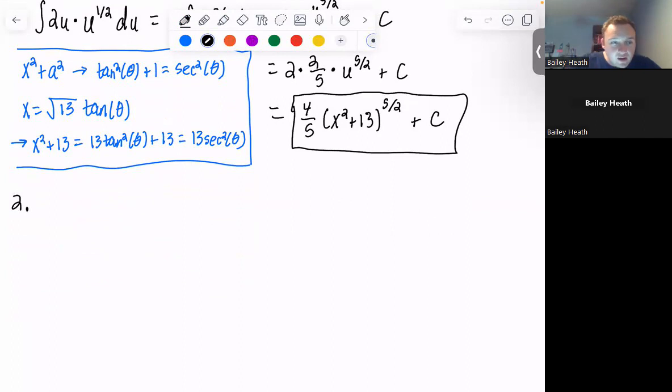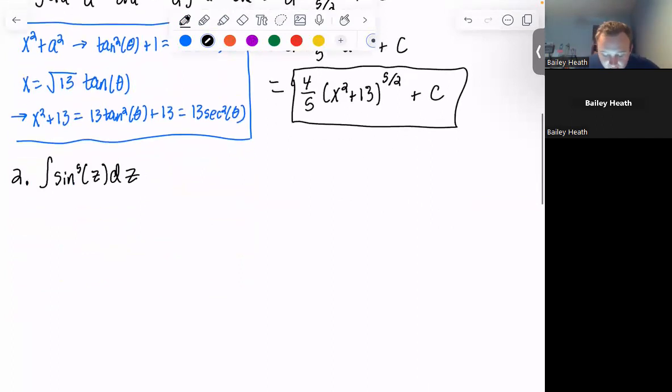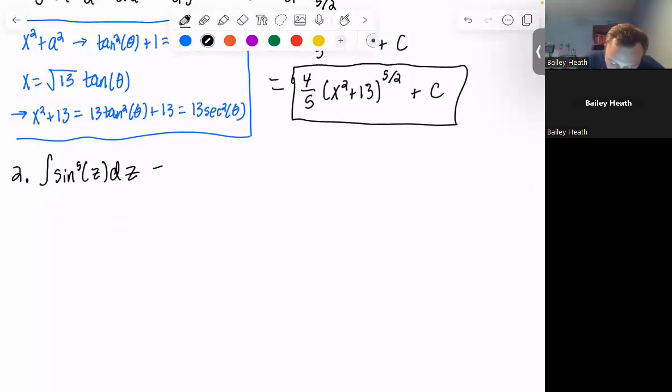All right, problem 2. Let's see what we've got here. Speaking of trigonometry, not quite a trig sub maybe, but we've got sine to the 5th of z dz. So what I'm going to do is, because this is an odd power, I'm going to split this up as follows. This is the same as sine squared z times sine of z dz.